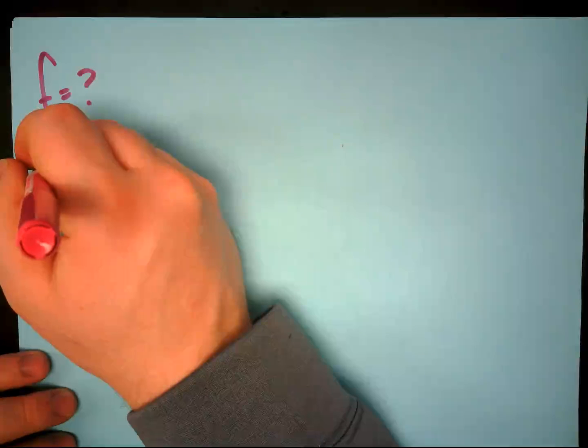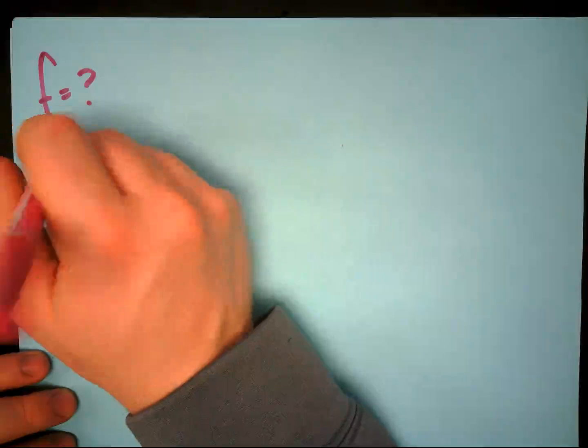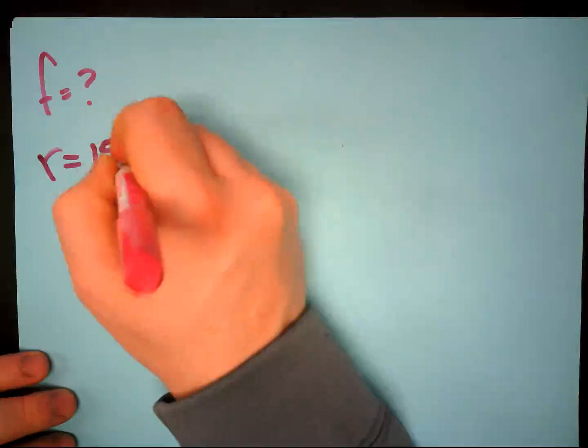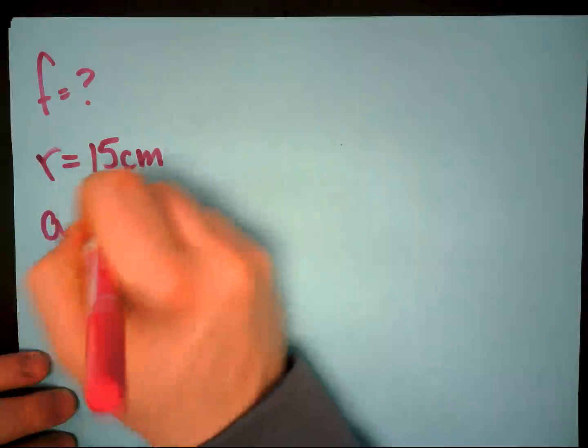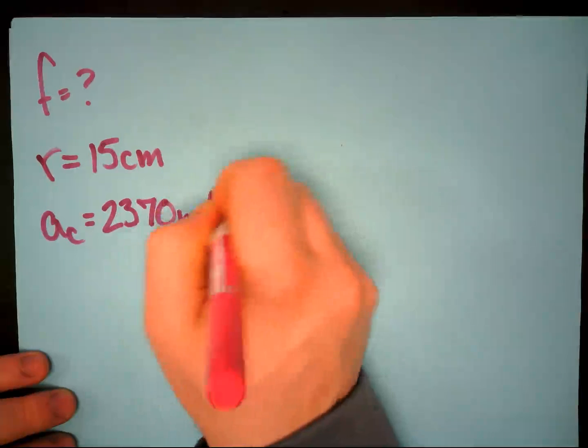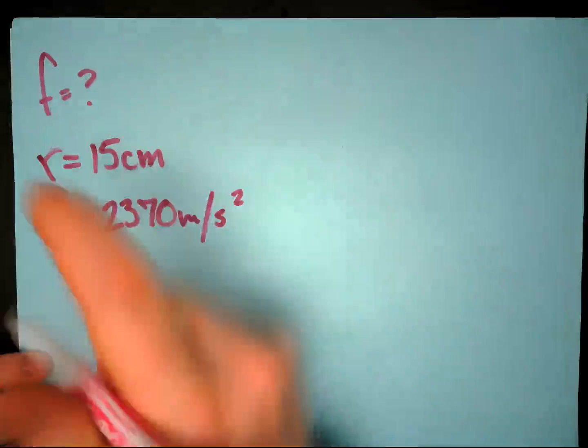Determine the frequency and the period of rotation of an electric fan if a spot at the end of one blade is 15 centimeters from the center and has a centripetal acceleration of 2,370 meters per second squared. We're trying to find the frequency here. We don't know the frequency. The spot at the end of a fan blade is 15 centimeters, so that's already our radius. We have a centripetal acceleration of 2,370 meters per second squared, and we're trying to find frequency.